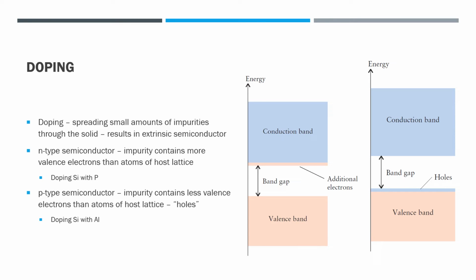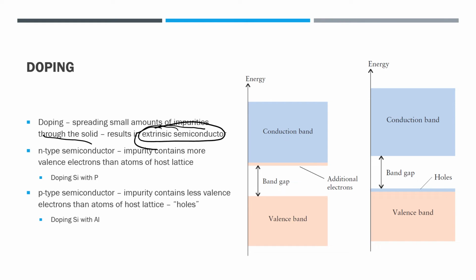All right, and now I want to talk about doping. We just talked about intrinsic semiconductors, and now we're going to talk about extrinsic semiconductors, right? By adding a little bit of impurity to some solid, I can make it act like a better semiconductor. So what is doping? Doping is spreading small amounts of impurities through the solid, and this is going to result in an extrinsic semiconductor, right? It's not an intrinsic semiconductor because I had to add something to it.